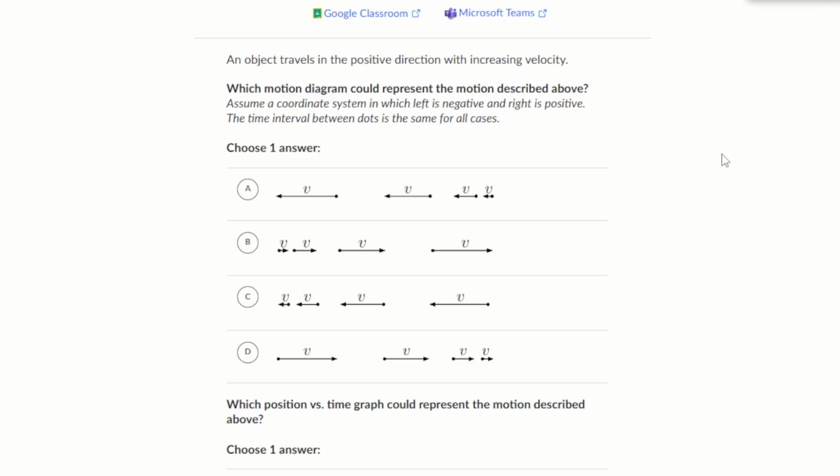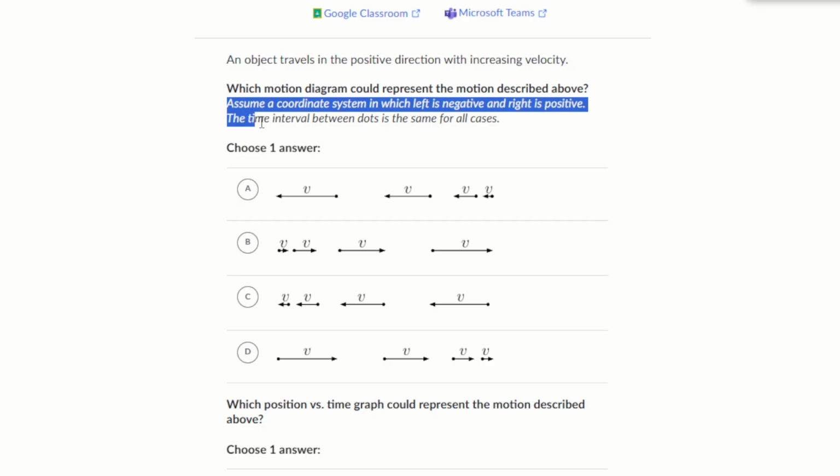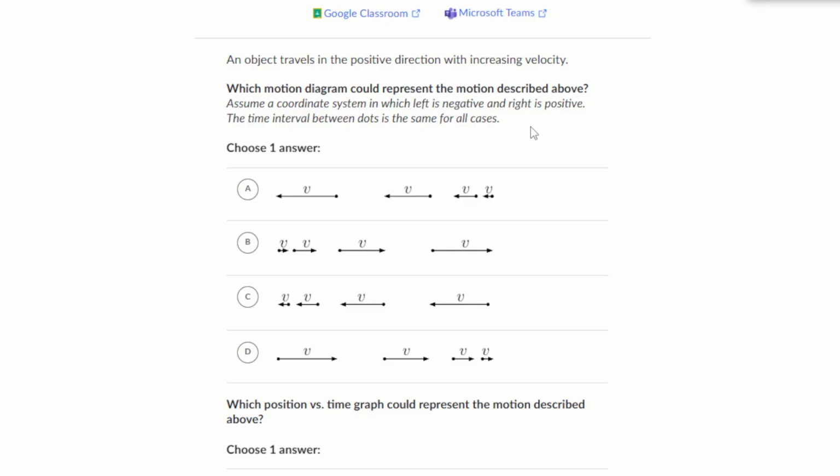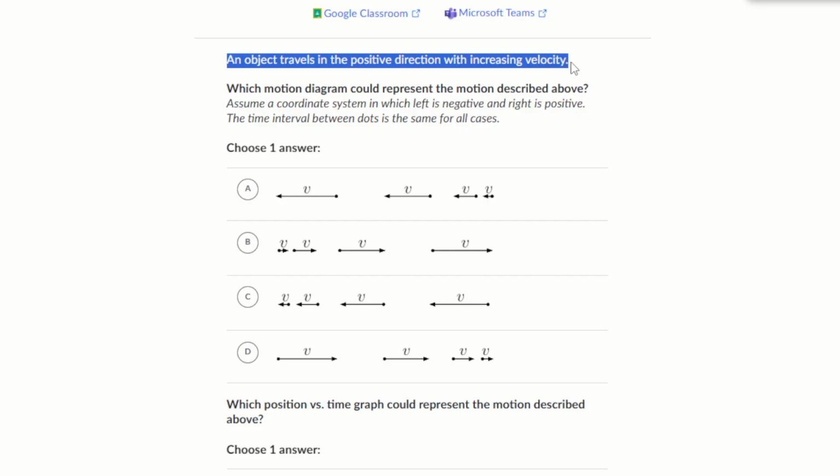Okay, question 12. An object travels in the positive direction with increasing velocity. Which motion diagram could represent the motion described above? And it says, assume a coordinate system in which left is negative and right is positive. The time interval between dots is the same for all cases. So it says an object travels in the positive direction with an increasing velocity.